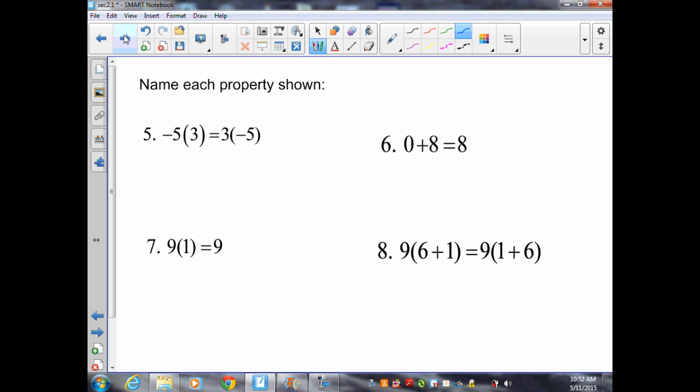Again, name each property shown. Here I have a negative 5 times 3, 3 times a negative 5. And notice all they did is change the order. I know the 3 is in parentheses here and not here, but this is changing order, so this is commutative. Zero plus 8 equals 8. That is the identity property.